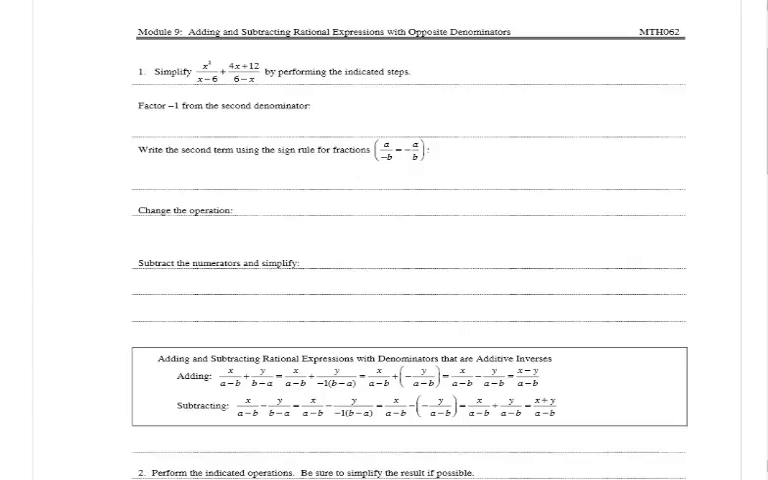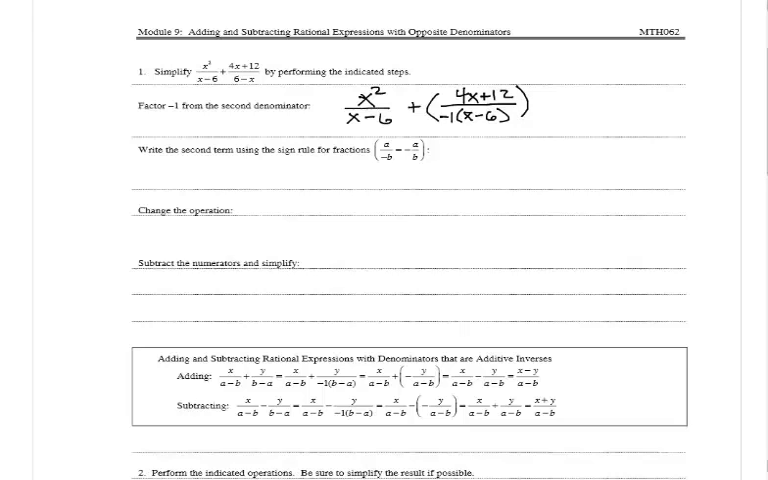So the first step they're asking us to do is factor a negative 1 from the second denominator. So here I'm going to have the first rational expression stay the same, divided by x minus 6, plus, in the second expression, we want to factor a negative 1 out of the denominator, which is going to leave us an x minus 6. And then in the numerator, we're going to have 4x plus 12.